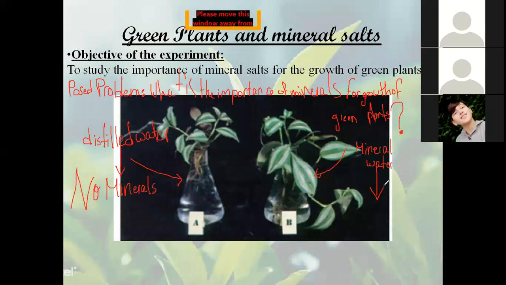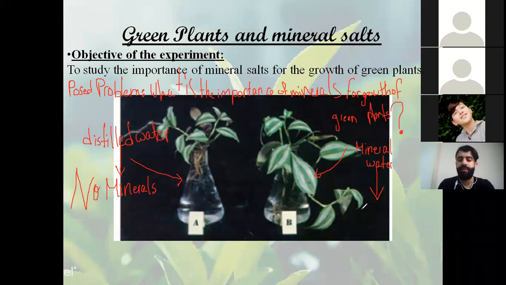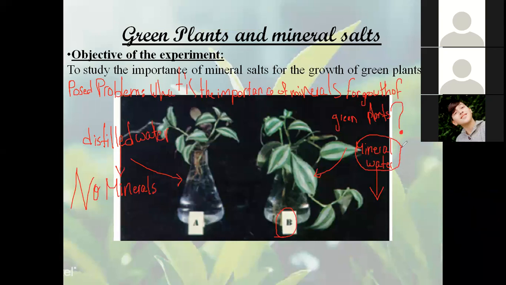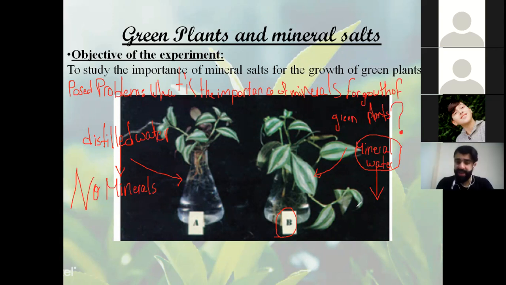Without mineral water, yes, the plant will grow slower. No, I'm talking about plant B. Plant B was placed in mineral water. So we put it in mineral water. What does this mean? It will grow faster. What does this mean? The mineral water, it means what? It contains minerals. Very good. So here in plant A, we don't have minerals, while in plant B, we have minerals.